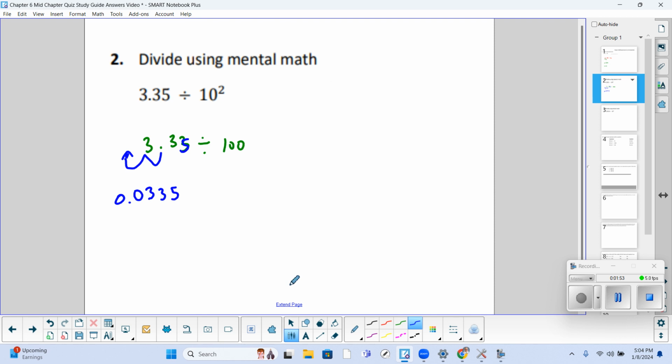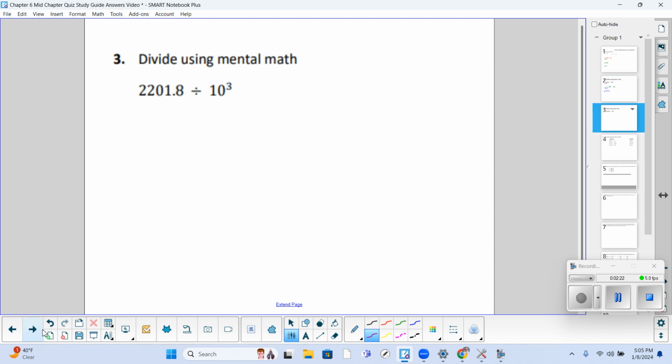0.0335. I kind of messed up that explanation a little bit, so why don't I do it this way? If I have 3.35 divided by 10 squared, which is 100, means I would have to divide by 10 times another 10, which means the decimal would go there. So once again, 0.0335.